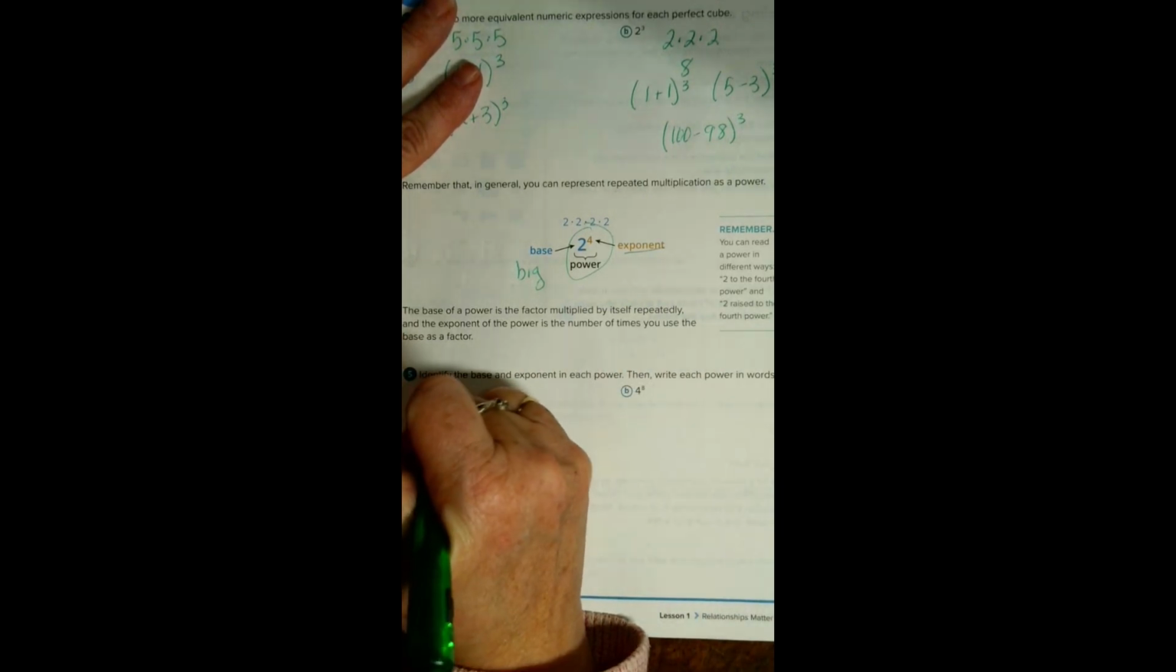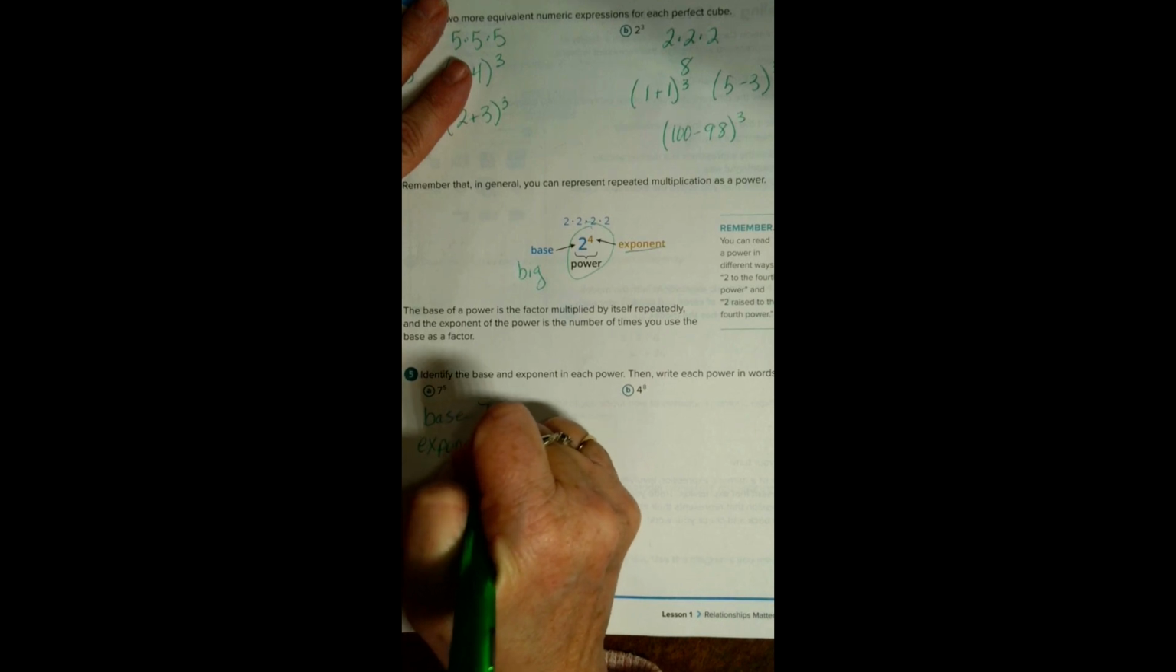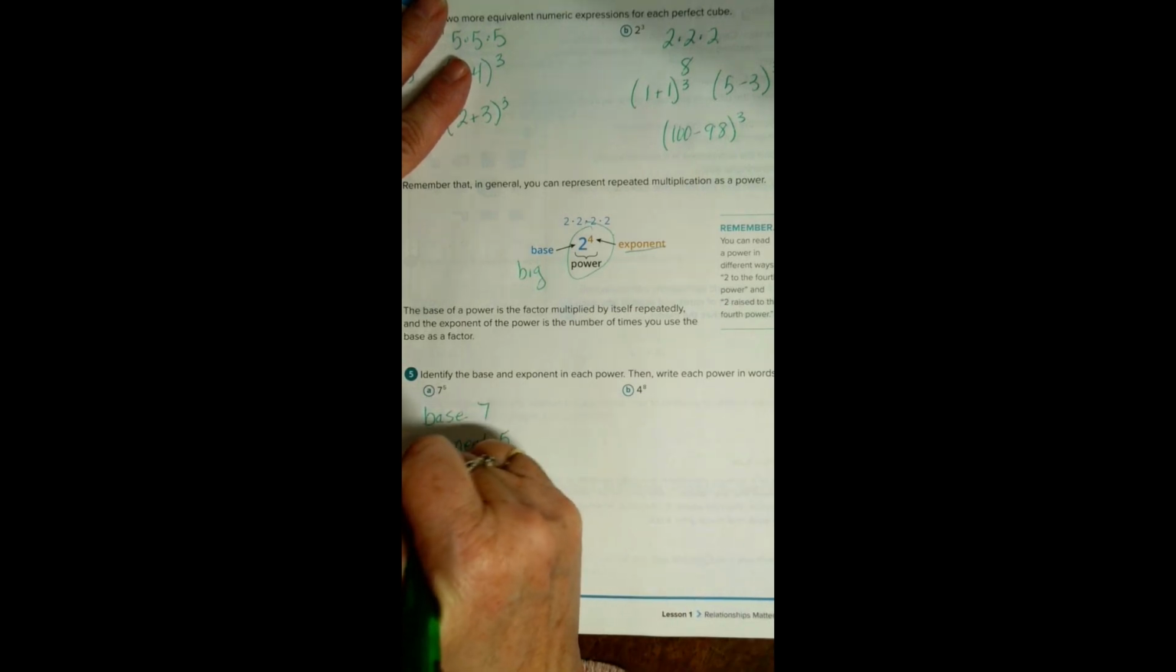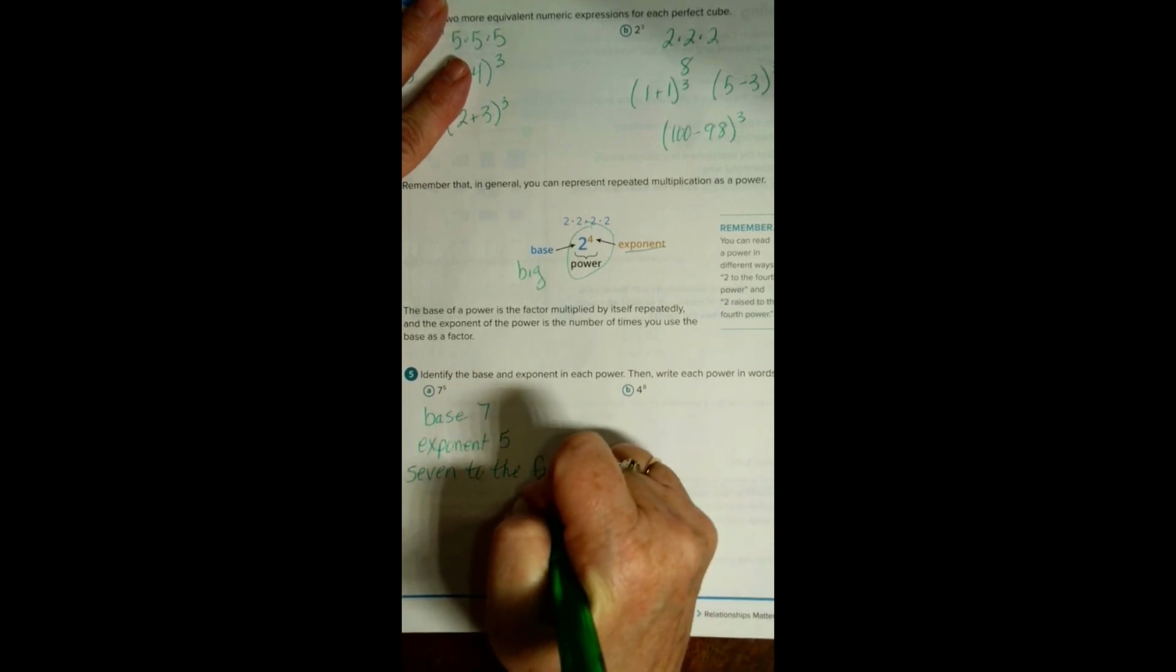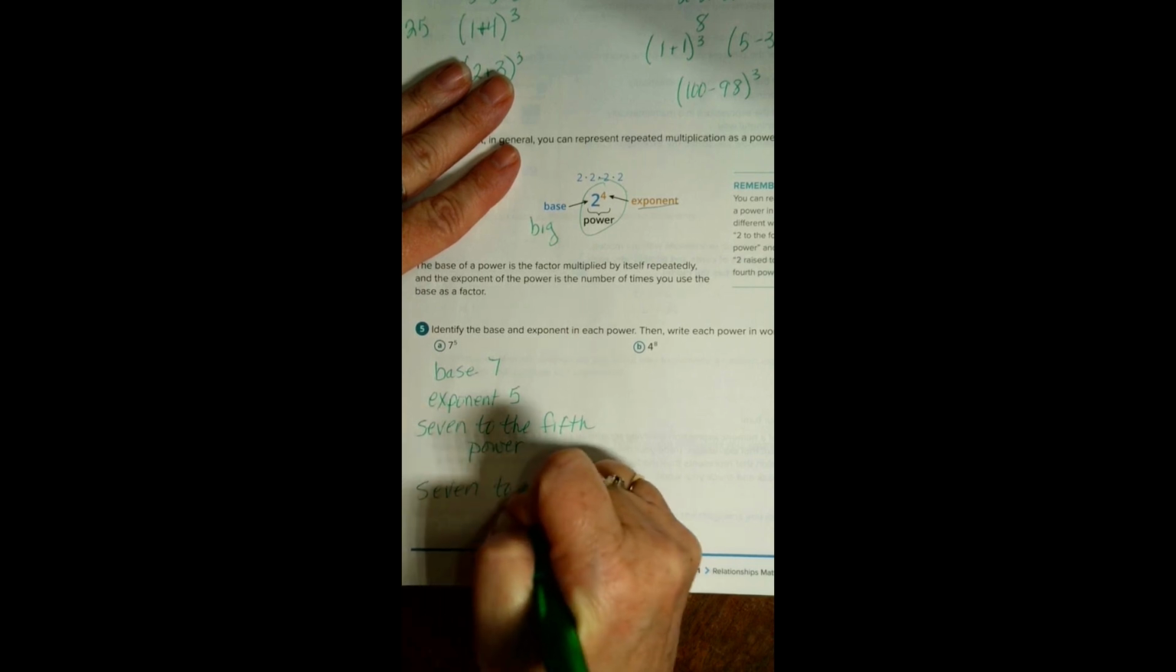Number 5 says identify the base and exponent in each power, then write each power in words. So in this one, the base is 7. The exponent is 5. And then we could say 7 to the 5th power, or 7 to the power of 5.